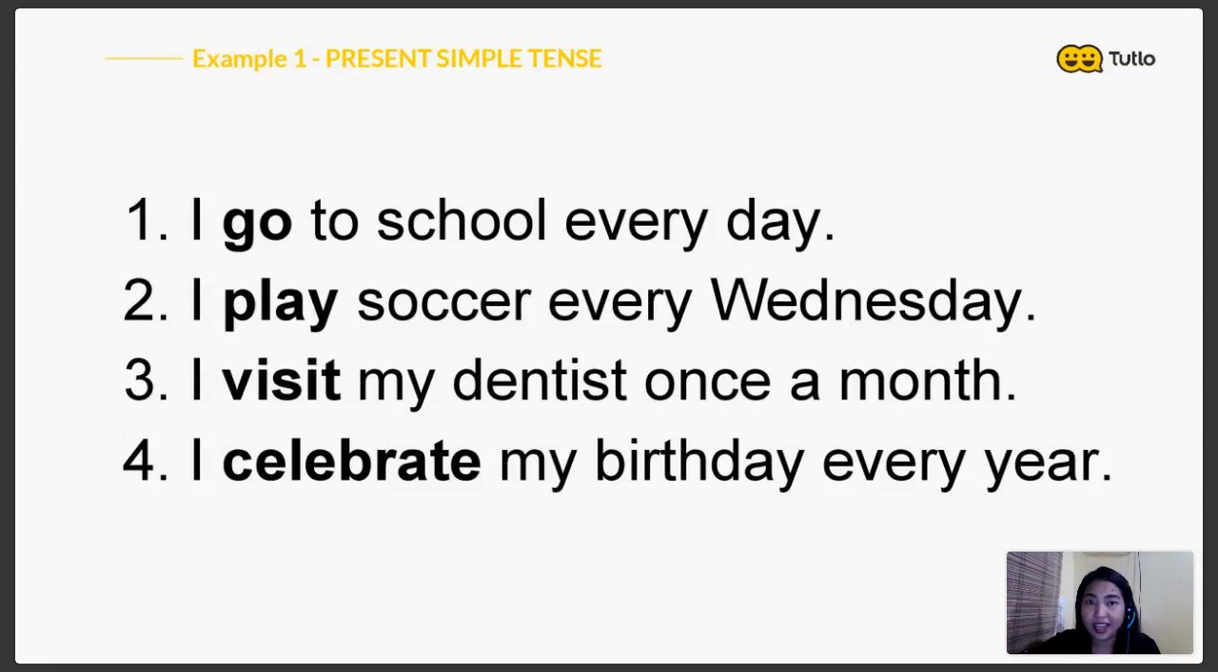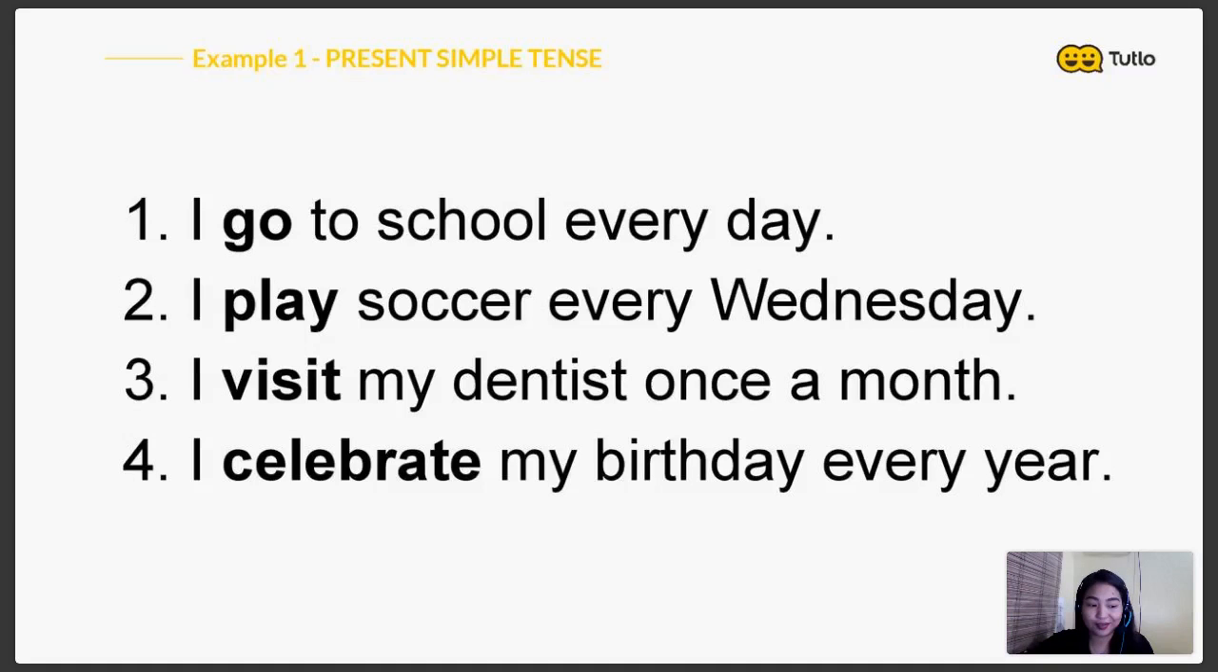These are the four examples that we have. In these sentences, the words go, play, visit, and celebrate are used in the present simple tense. They tell about the things that happen repeatedly in the present.